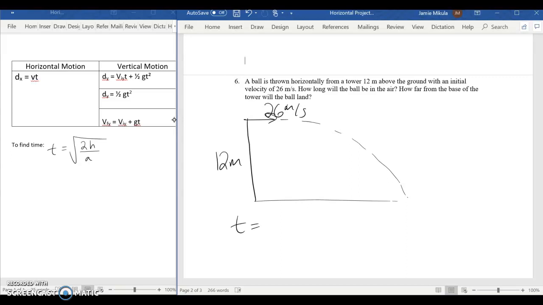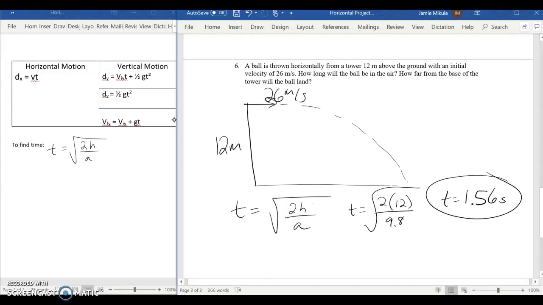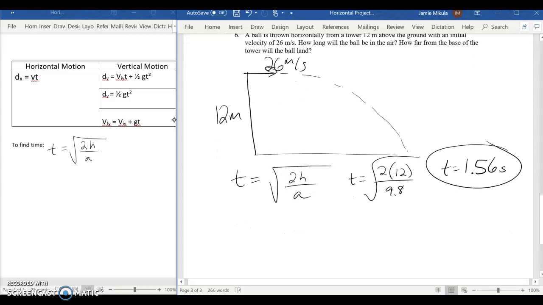So that's t equals square root 2h over a. t equals 2. The height is 12 over 9.8. Don't forget the square root. Okay, so 2 times 12 is 24 divided by 9.8 is 2.448. Take the square root of that number and you get 1.56 seconds.